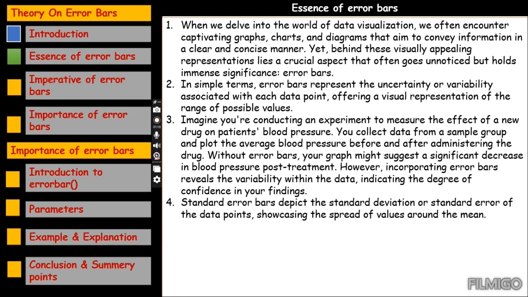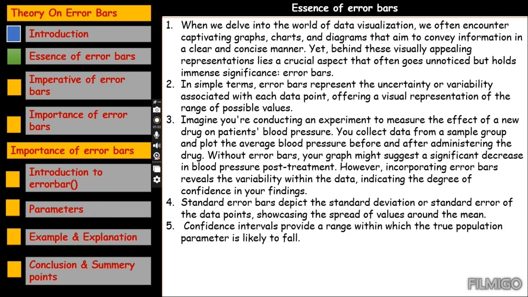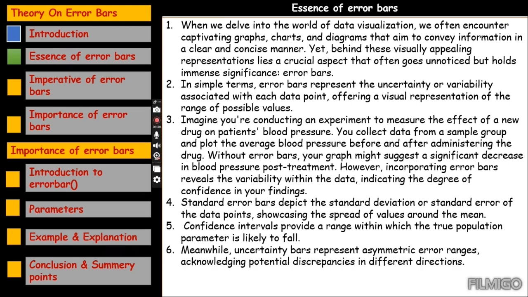Error bars come in various forms, each serving a unique purpose in conveying uncertainty. Standard error bars depict the standard deviation or standard error of the data points, showcasing the spread of values around the mean. Confidence intervals provide a range within which the true population parameter is likely to fall. Meanwhile, uncertainty bars represent asymmetric error ranges, acknowledging potential discrepancies in different directions.